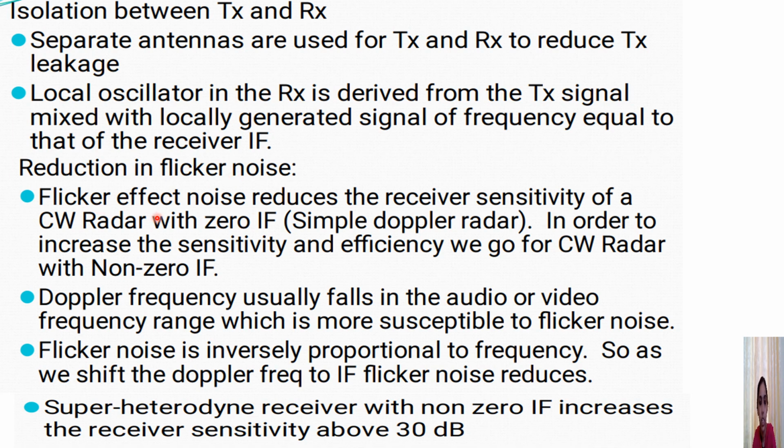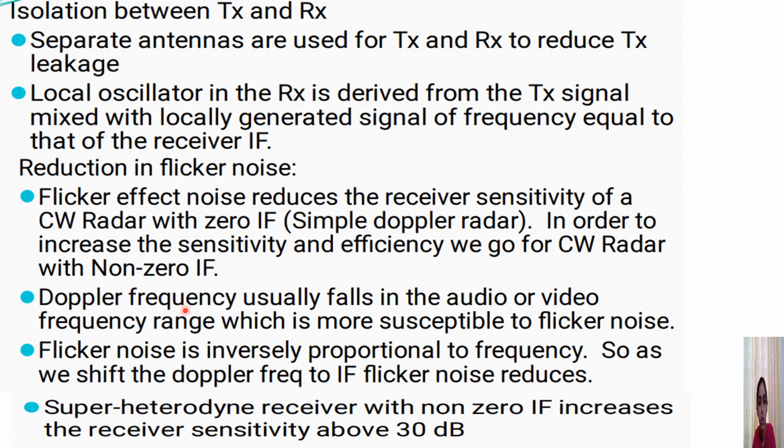Flicker noise is usually inversely proportional to the frequency. So if you shift the Doppler frequency, the flicker noise is going to reduce. The flicker noise reduces the sensitivity of a CW radar with a zero intermediate frequency, that is, our simpler Doppler radar. So in order to increase the efficiency, we choose this particular CW radar which has a non-zero IF.